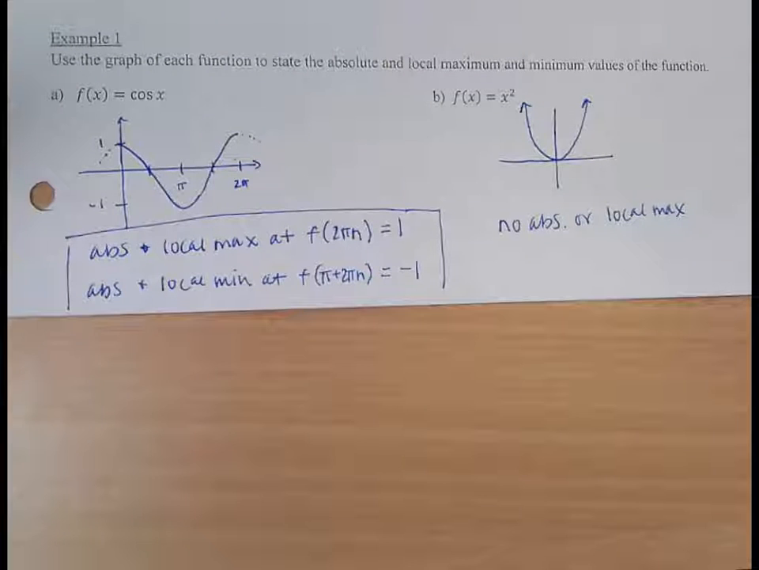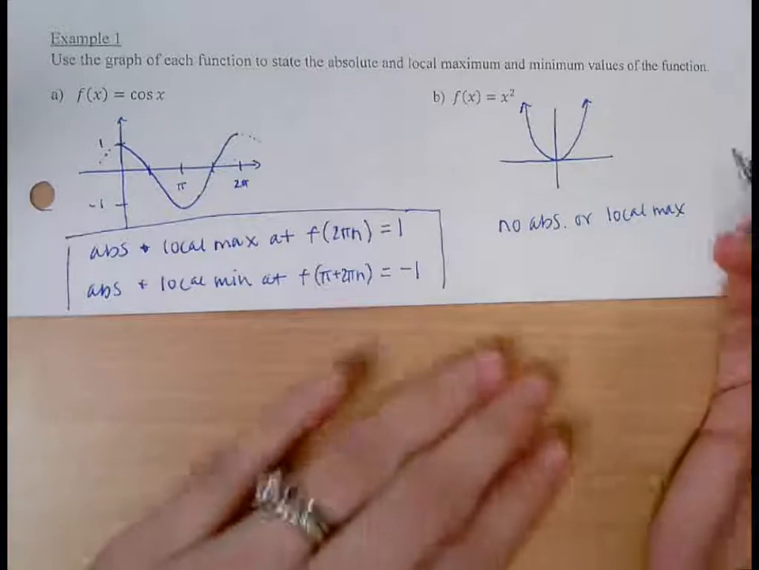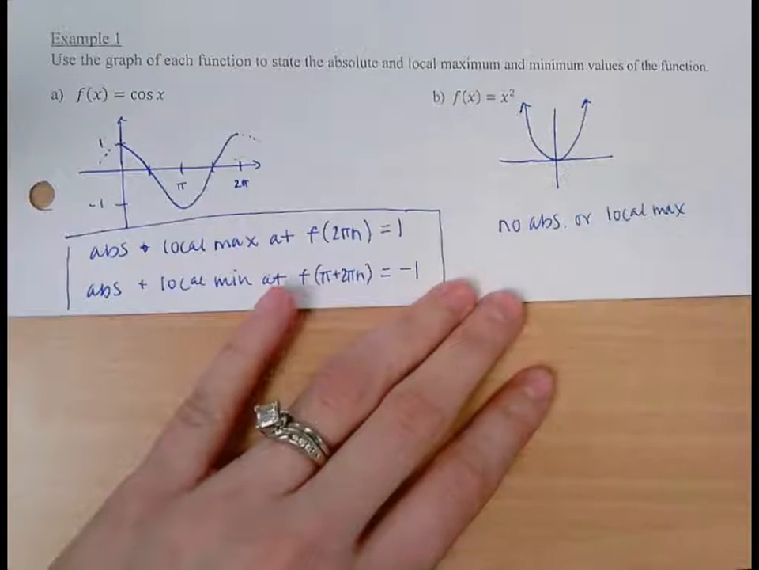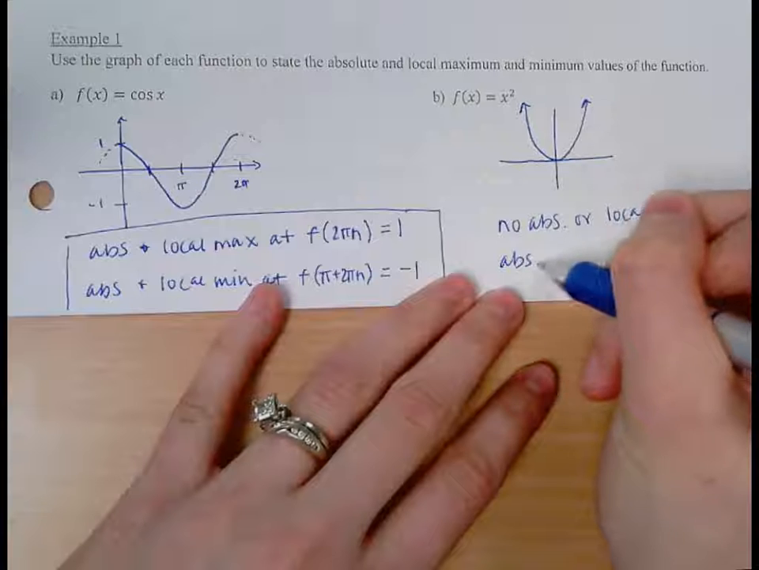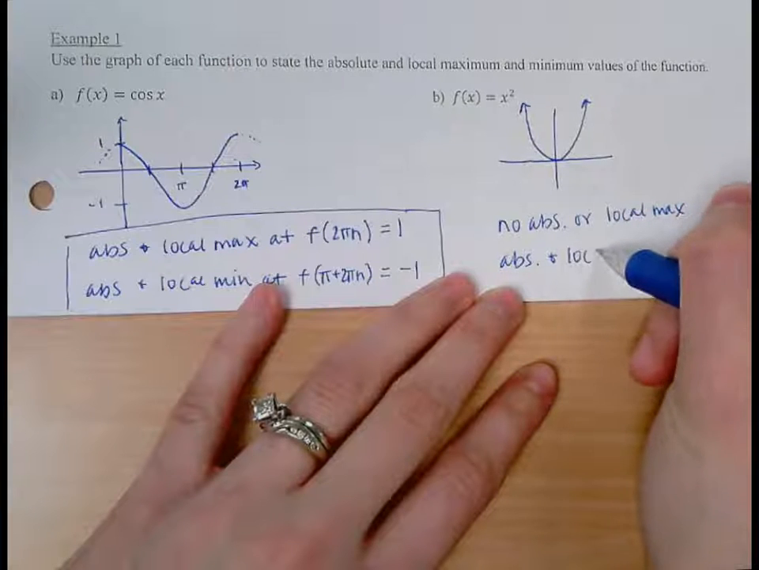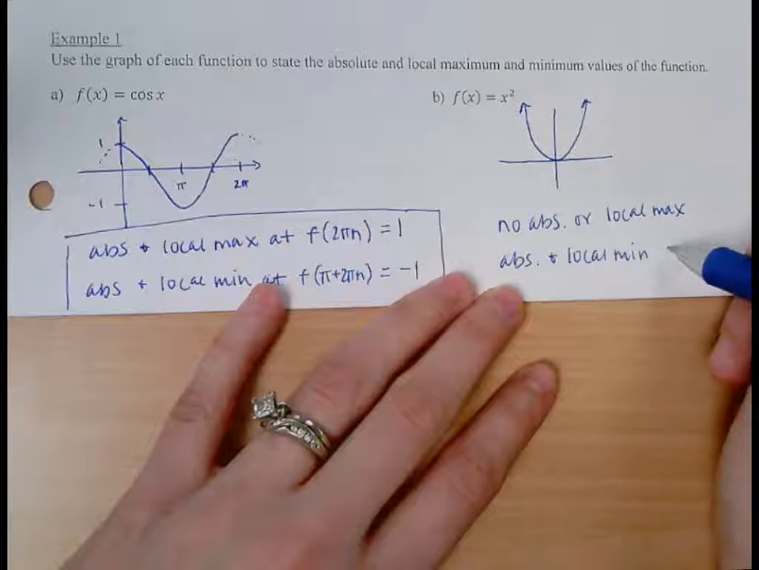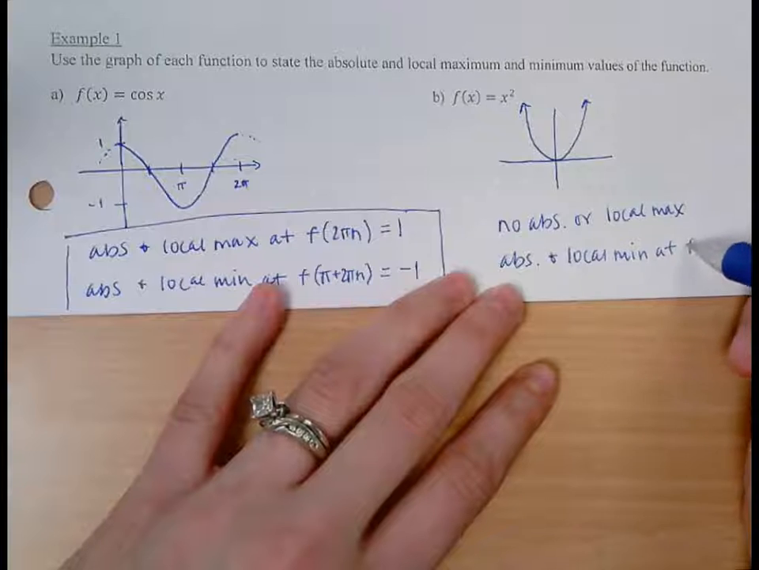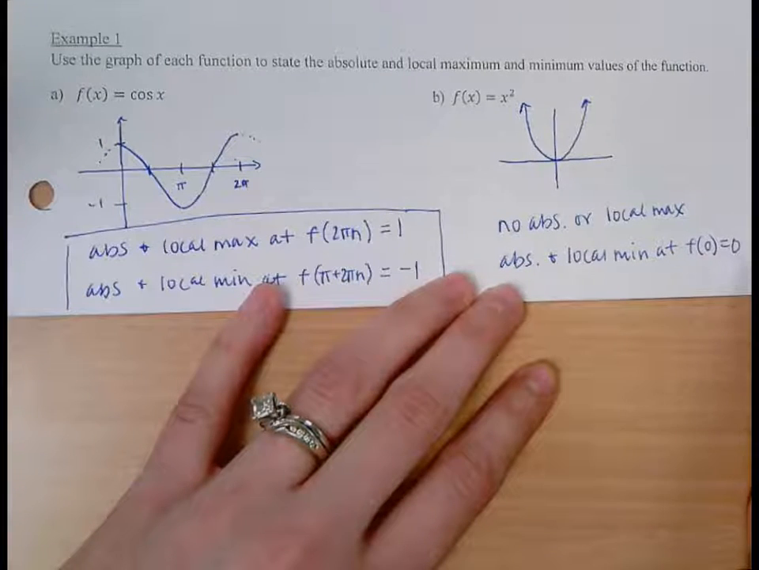How about minimum? Is there an absolute minimum? Yes. At 0, 0, it's also a local. So I can say absolute and local min at f of 0 equals 0.